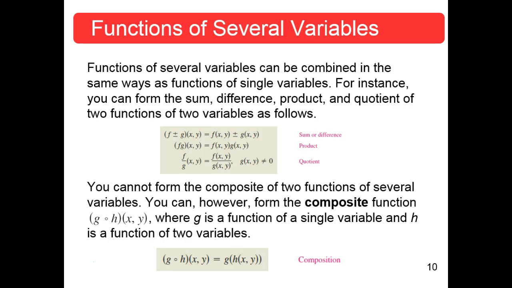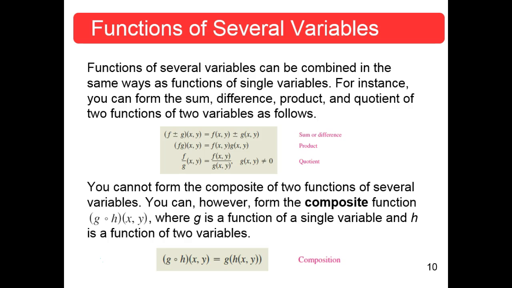You have the further restriction that even though f and g may have these points in common, if g of xy is ever equal to 0, those xy points also have to be excluded. Okay? So for sums, products and differences, as long as some portions of their domains are in common, that would work. And these also have to be in common for the quotient, but also excluding any values that make that denominator 0.